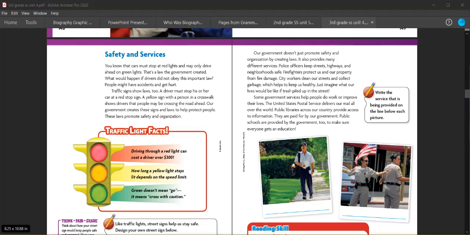Some government services help people do work or improve their lives. The United States Postal Service delivers our mail all over the world. Public libraries across our country provide access to information. They are paid for by our government. Public schools are provided by the government too, to make sure everyone gets an education. Quick check. What is one service our government provides to keep us healthy?